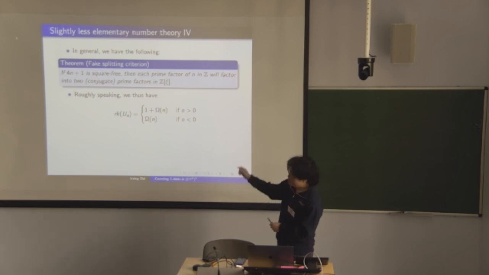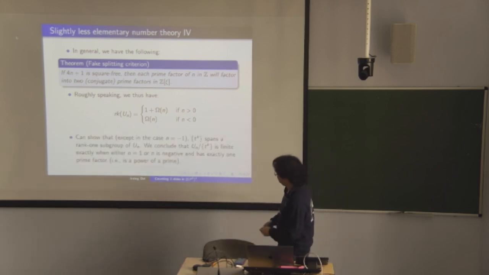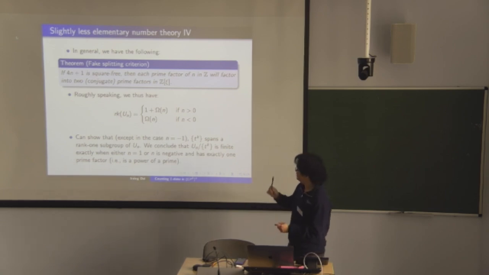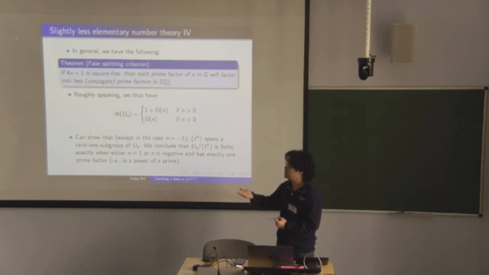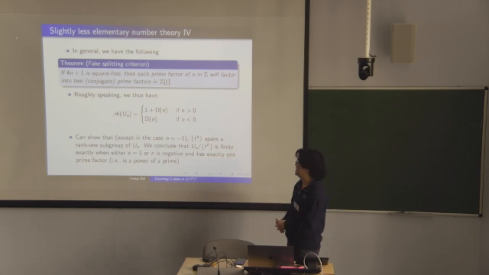Okay? And then what you can show is that, excepting the special case n equals minus 1, this mysterious rank 1 t to the k will in fact span an infinite subgroup of U_n. It will span a rank 1 subgroup of U_n. So the rank of the set of Z disks is just the thing that I've written on the board minus 1, because I quotient out by t to the k and I count.